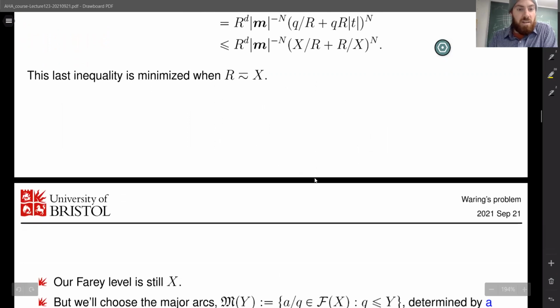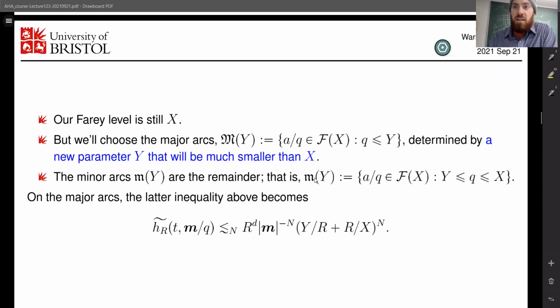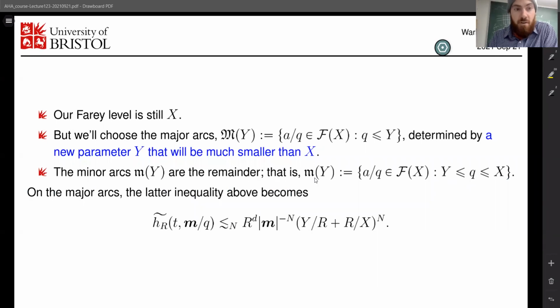And I go over this because this is exactly where it's useful to start doing the major arc, to split things into major arcs and minor arcs. So we choose some major arcs. Now, I pick a Farey level still to be x, which is some big number that depends on the number we're trying to represent, n. But I'm going to pick another number, y, which is much smaller than x, also depending on the number we're trying to represent as a sum of squares. And I'll define my major arcs as the Farey arcs where I have a smaller denominator. And the minor arcs are going to be all the ones with big denominators.